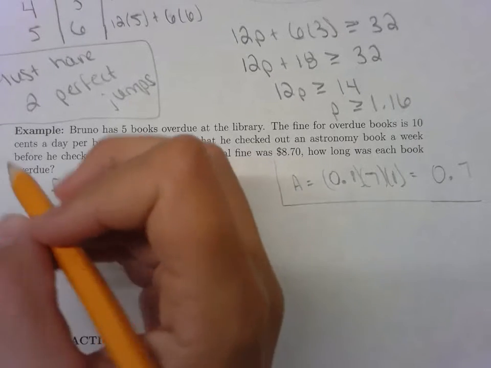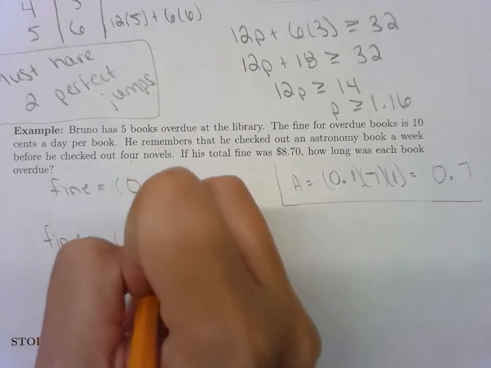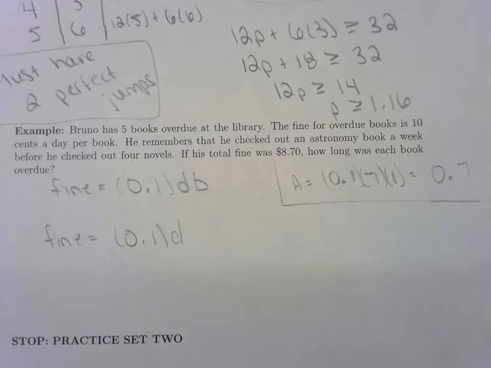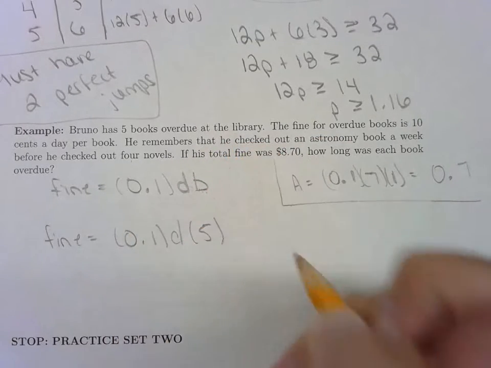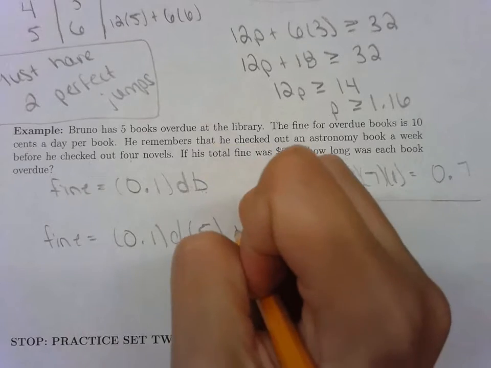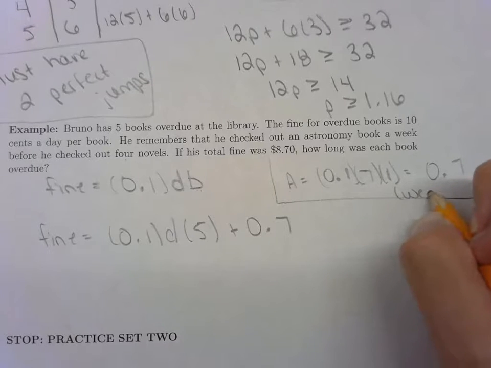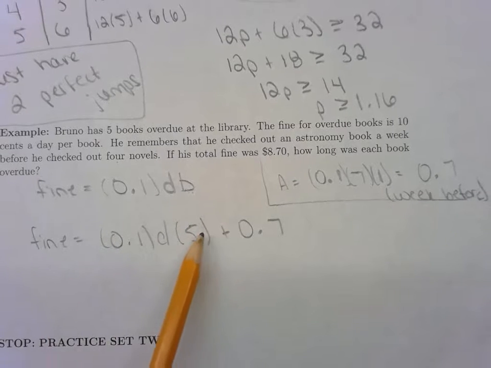So now his total fine is 0.1 times the number of days, which we don't know, times the number of books, which is 5 now, because we can add in the astronomy book. Plus, we also need his 70 cents from that astronomy book. I'm going to put up here a week before. So why did I put 5 here now?